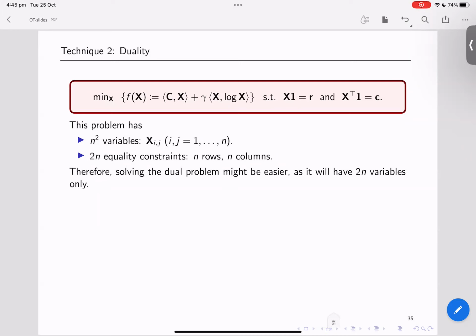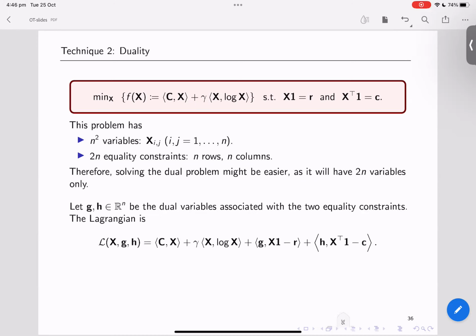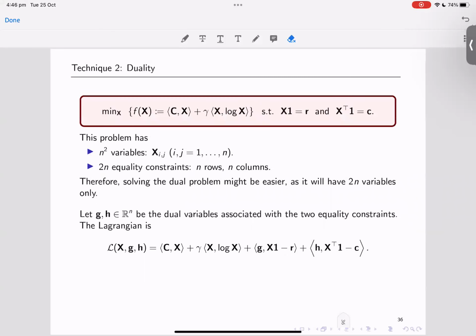Okay. So in order to find the dual objective, what we need to do is to find the Lagrangian, and we need to optimize the Lagrangian with respect to the primal variable x, so it becomes only a function of two dual variables. So here's how it is. If I define g and h to be two dual variables, g corresponding to x one equals c, and h corresponding to x transpose one equals r. Sorry, r and c. Swap it. I would have a Lagrangian as this. This component is just the primal objective. This is the term corresponding to the row constraints, and the other one, the column constraints. All right? Make sense, everybody? All right.